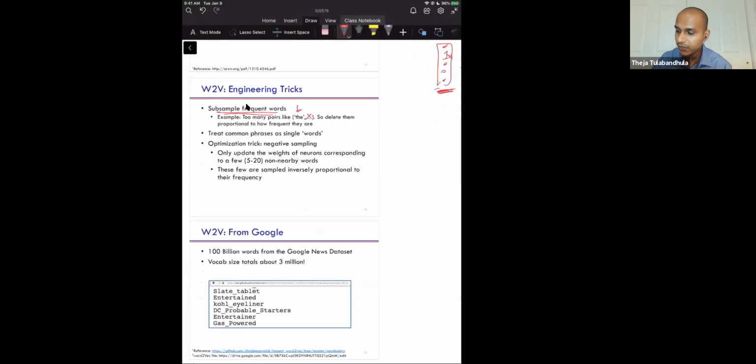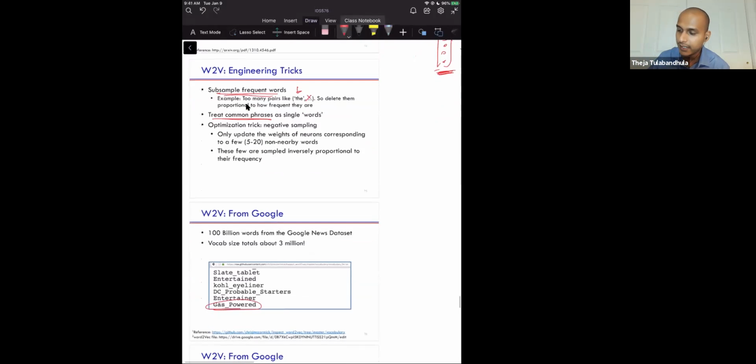The other example is to treat an entire phrase as a word. For example, you can have "gas powered" as a word by itself. It's not actually a word. Gas is a word and powered is a word, but you can think of the whole phrase "gas powered" as a single word. And also there is something called negative sampling.